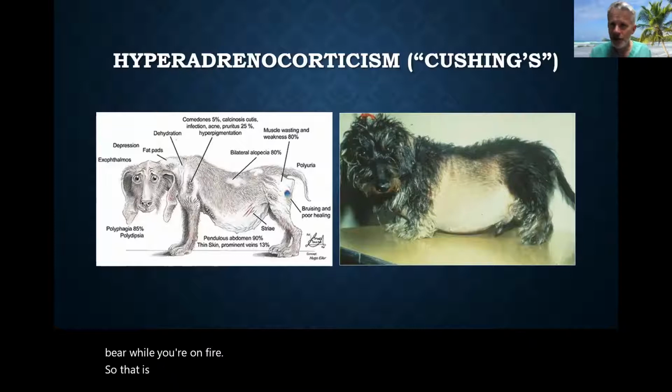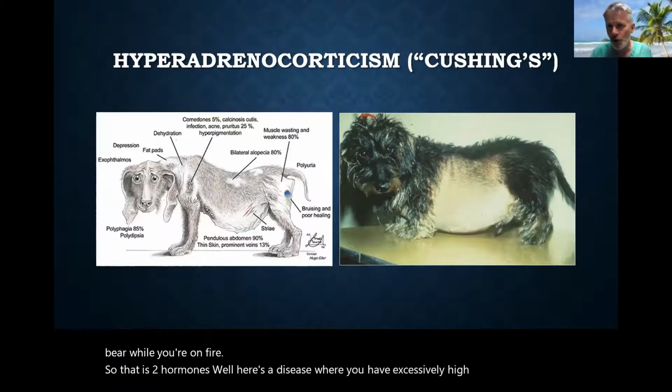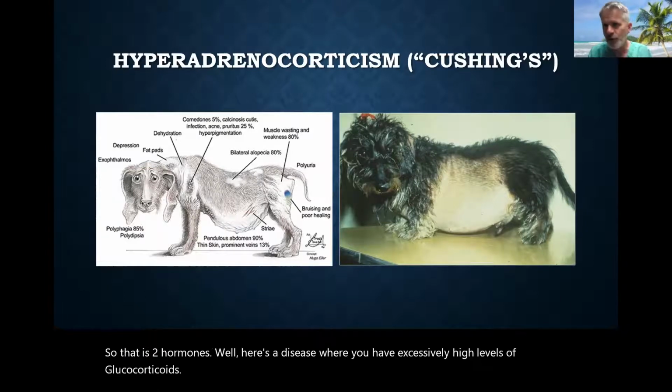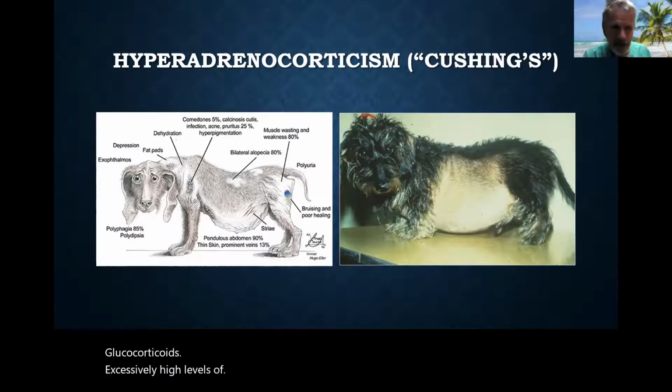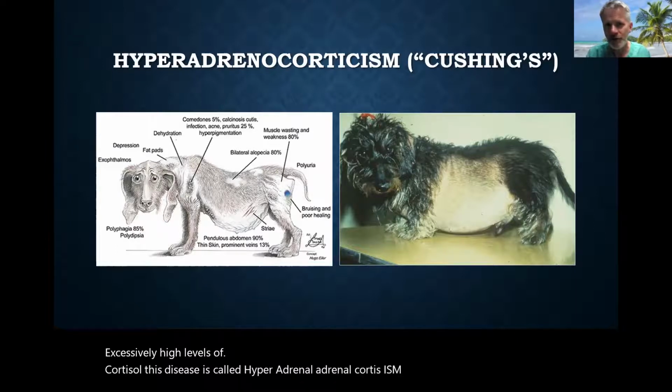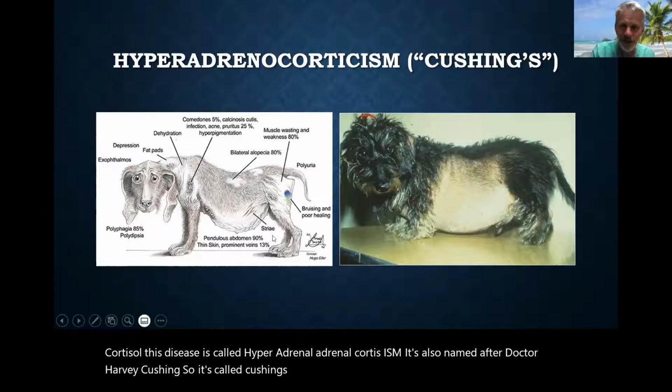Here's a disease where you have excessively high levels of glucocorticoids, excessively high levels of cortisol. This disease is called hyperadrenocorticism. It's also named after Dr. Harvey Cushing, so it's called Cushing's disease. These are some classic signs here. You can see them on both dogs.